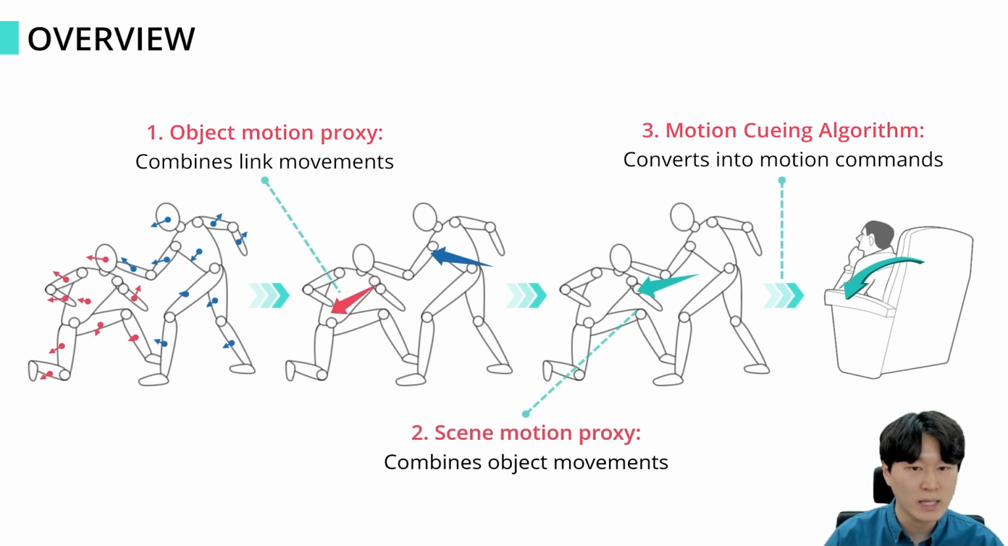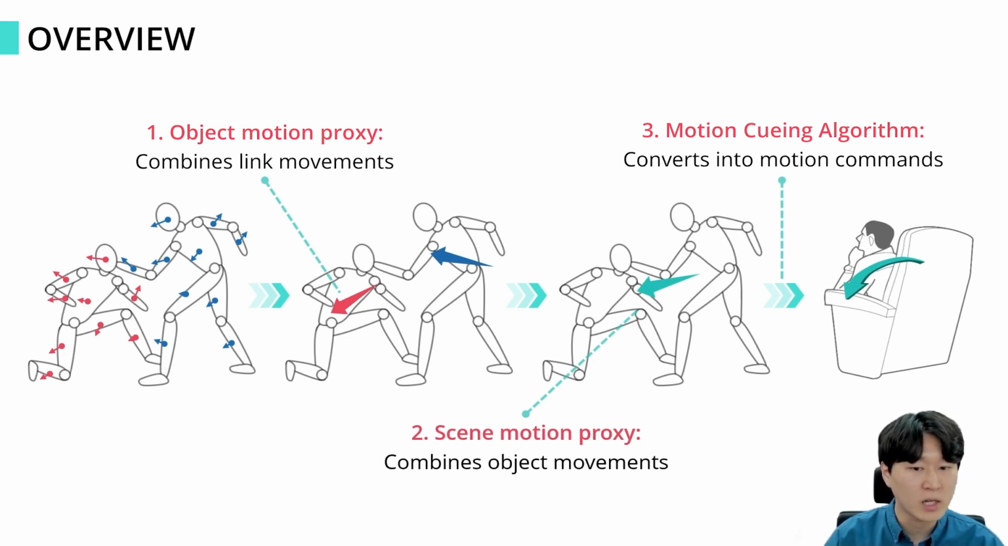First, it combines the motions of object links into an object motion proxy. Second, it combines the object motion proxies of all the objects in the scene into a scene motion proxy. Finally, the scene motion proxy is converted into a motion command through a motion queuing algorithm. The motion queuing algorithm makes the motion commands to reproduce the movement of the motion proxy within the motion range.